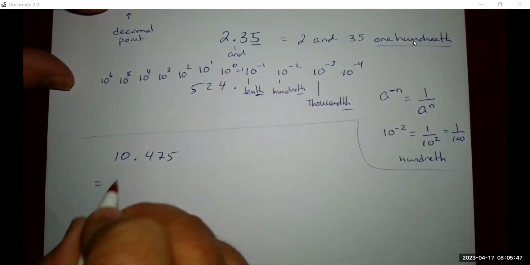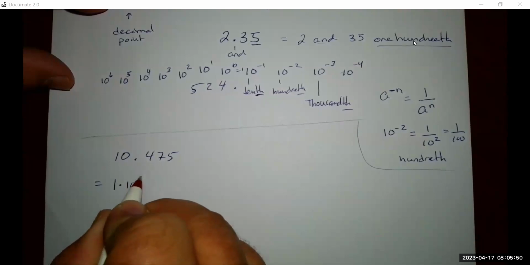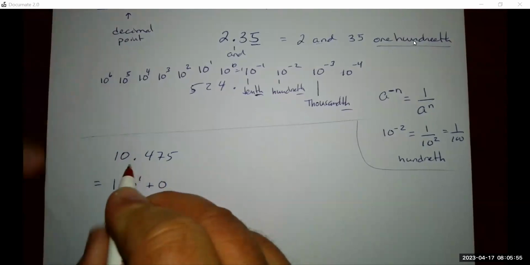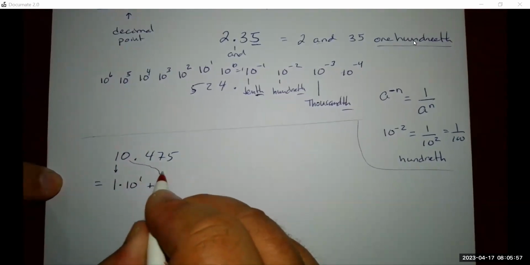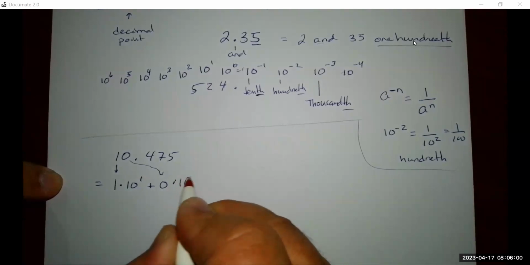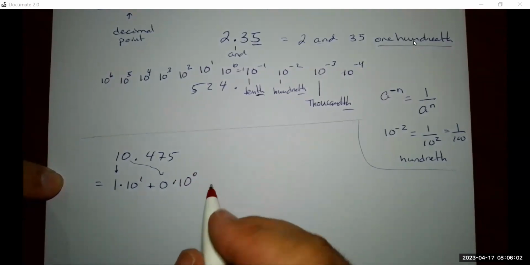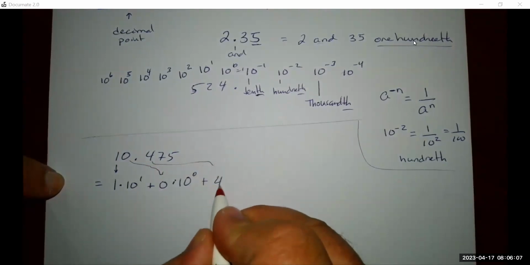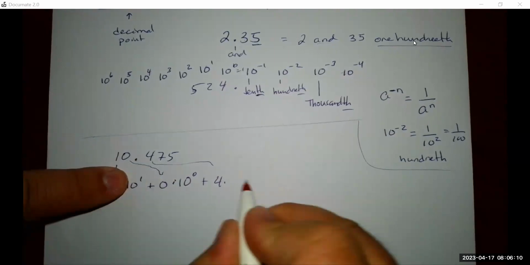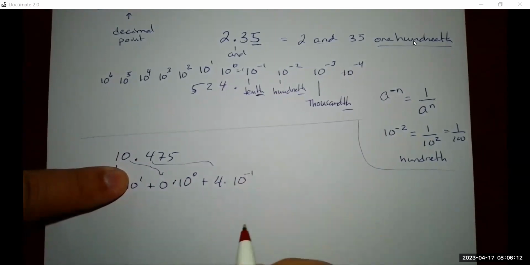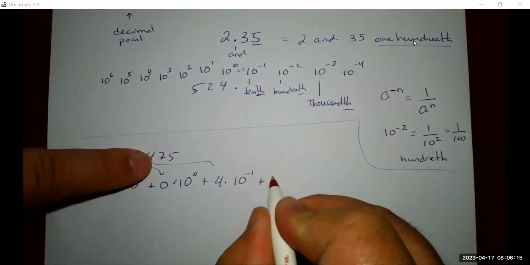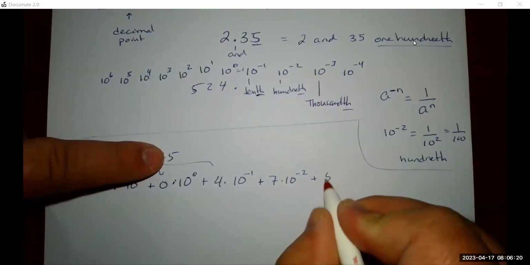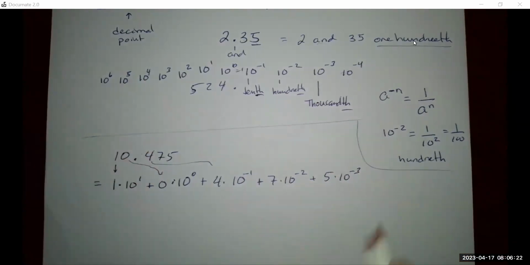This one could be written: you have a 1 in the tens column. You have a 0 in the ones column. You have a 4. This is after the decimal. This now goes to negatives. Then we have 7 times 10 to the -2. Then 5 times 10 to the -3. Any further would be negative.